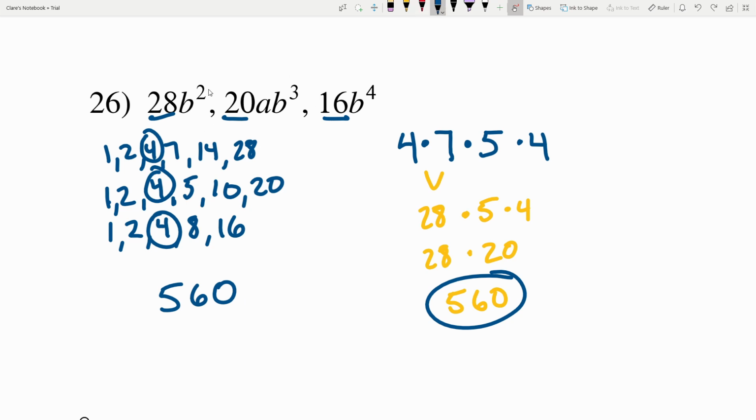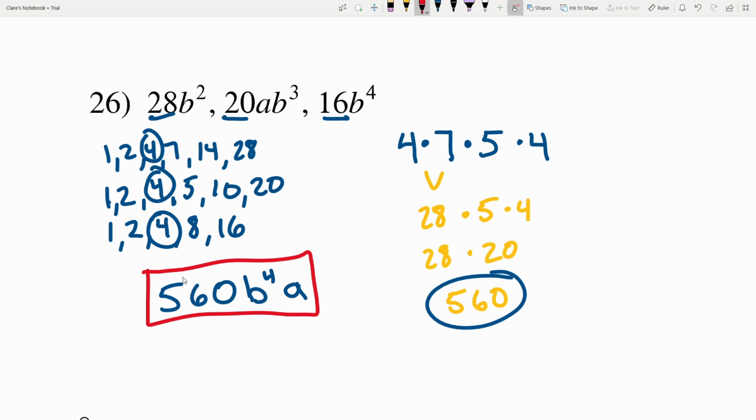Now I just have to look at my variables. B squared, AB cubed, and B to the fourth. The greatest exponent with B is a 4, and the greatest exponent with A is 1. So this is going to be 560 A B to the fourth. And that's my final solution on this worksheet.